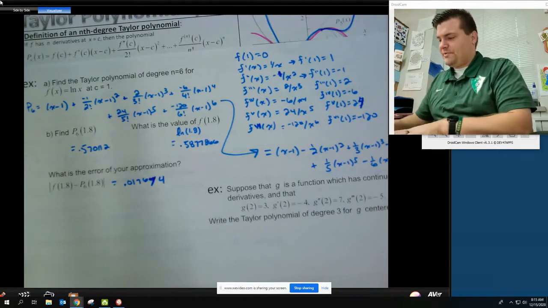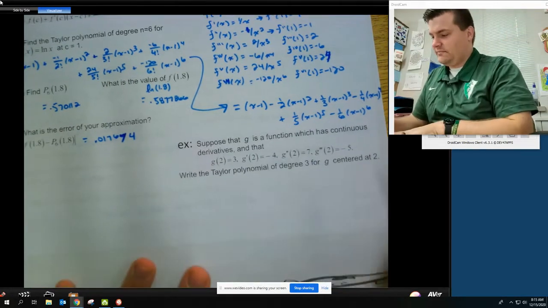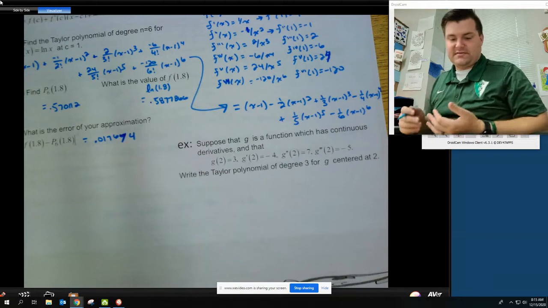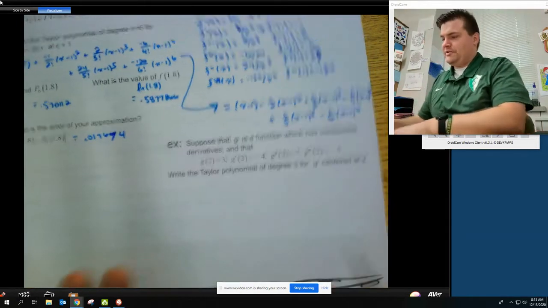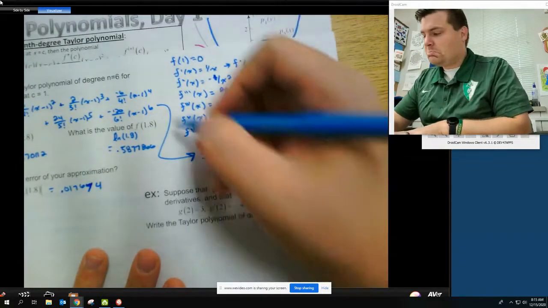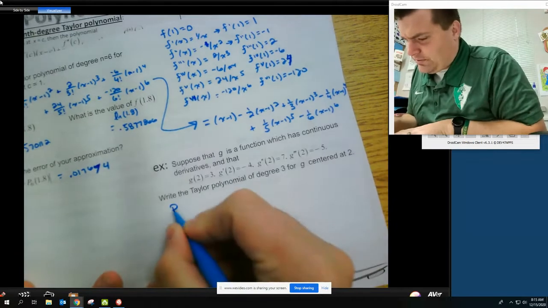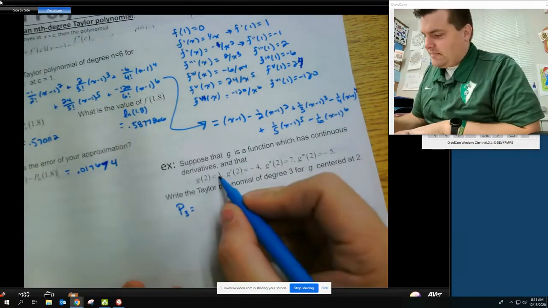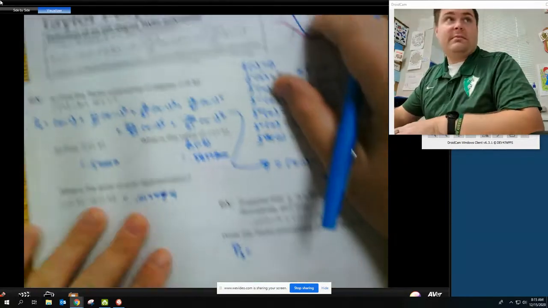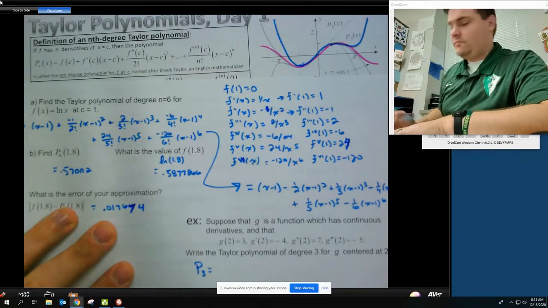So we're going to be wrapping this one up with this question right here. Suppose that g is a function that's continuous with derivatives. So this is really nice because it gives us all the derivatives. Write out the degree 3 polynomial. So all this work I did up here, it's already done for me. So this is one of those questions that's super duper nice. So the polynomial of degree 3 is going to be all centered at 2.